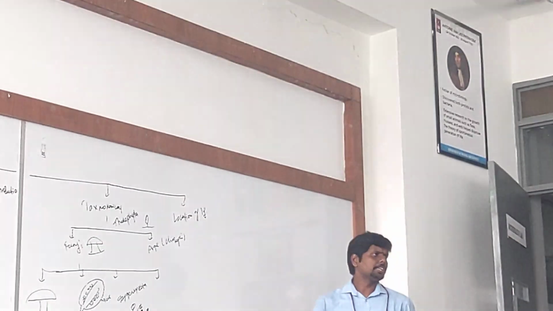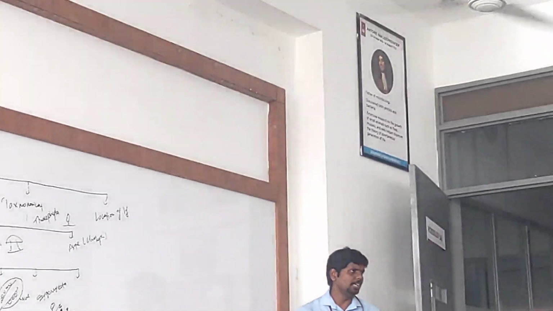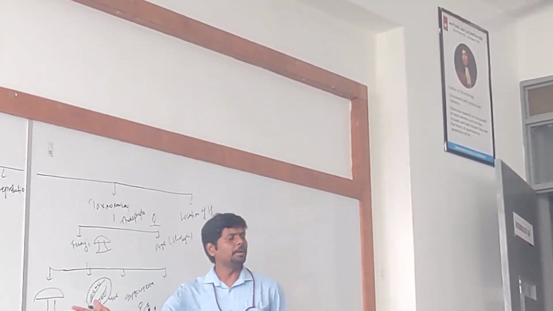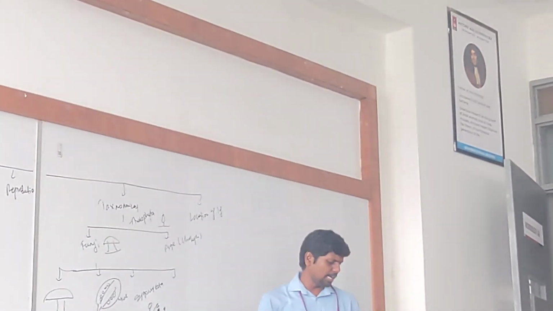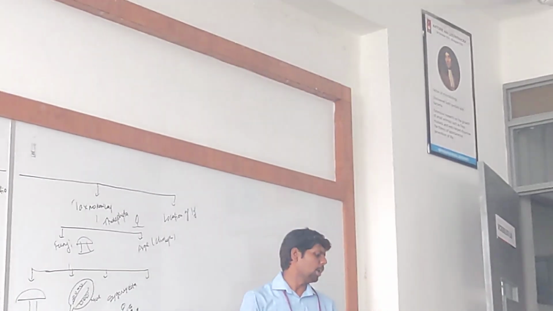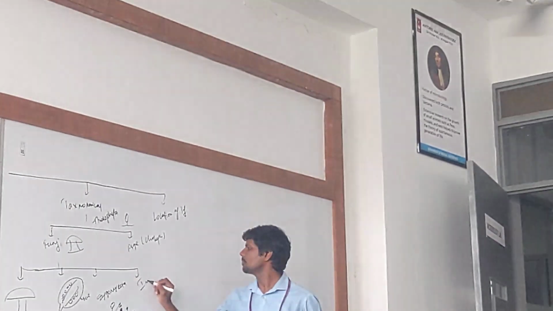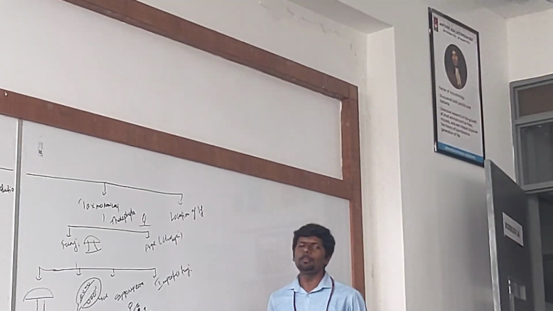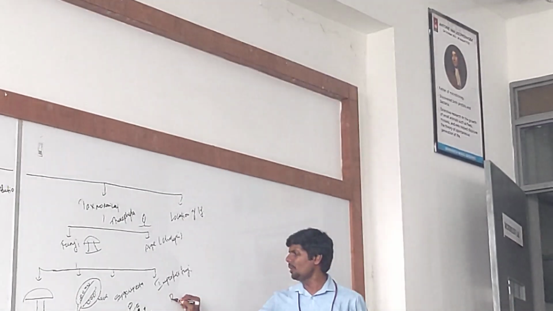Next, last and final fungus. This particular fungus doesn't have any shape. It might be in any shape. Such fungi are called imperfect fungi or Deuteromycota.